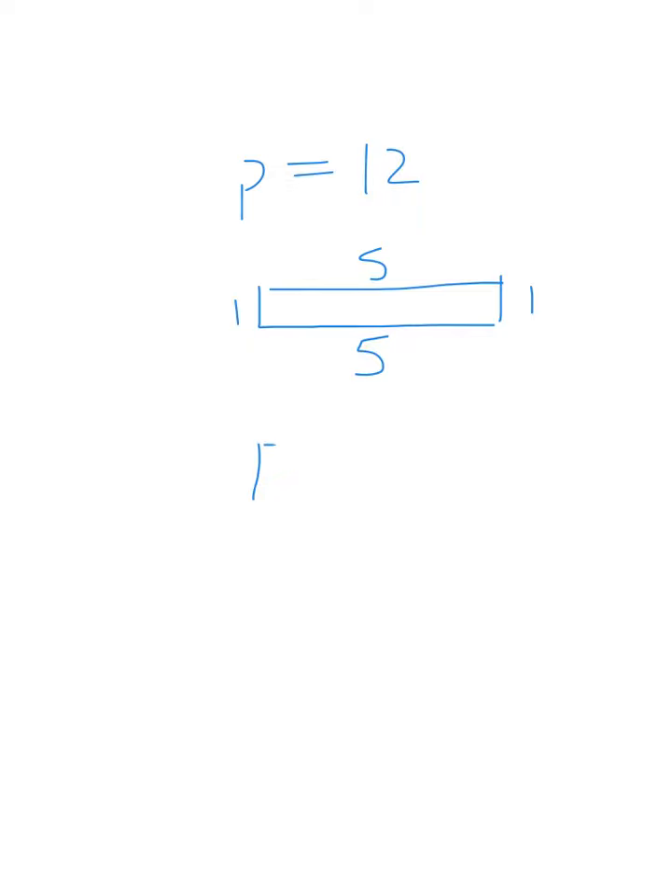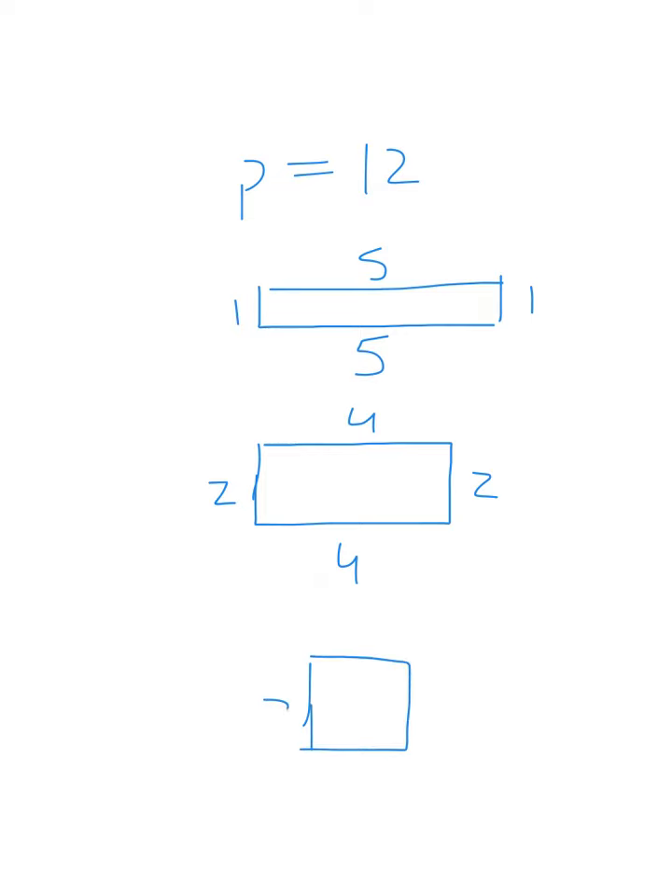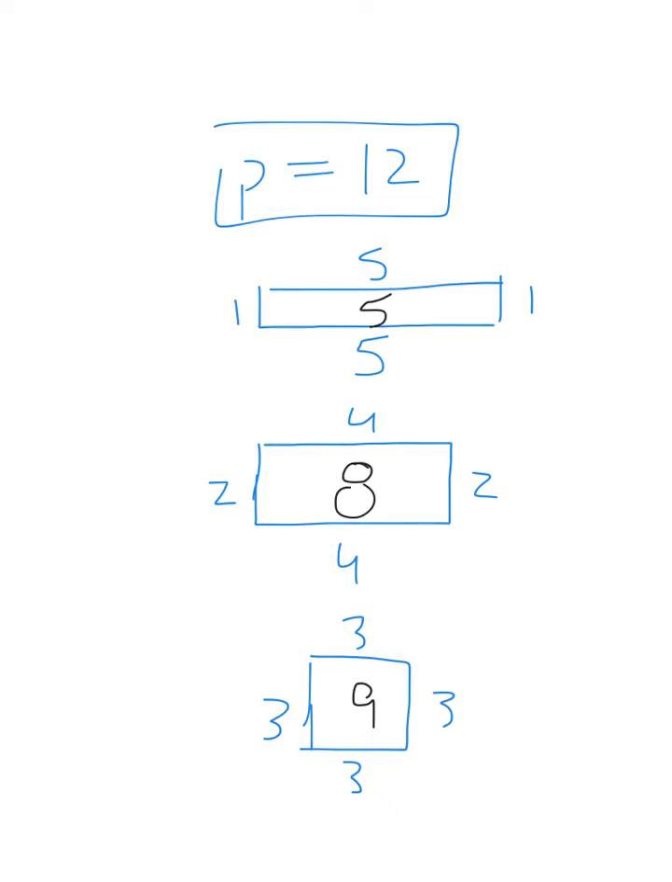We also could have a shape that's 2 by 4, that also gives us a perimeter of 12. We also could have a shape, which would be a square, which is 3 by 3. So again, for a perimeter of 12, the areas could be, well, this one has an area of 9, because 3 times 3 is 9. This one has an area of 8. This one has an area of 5.